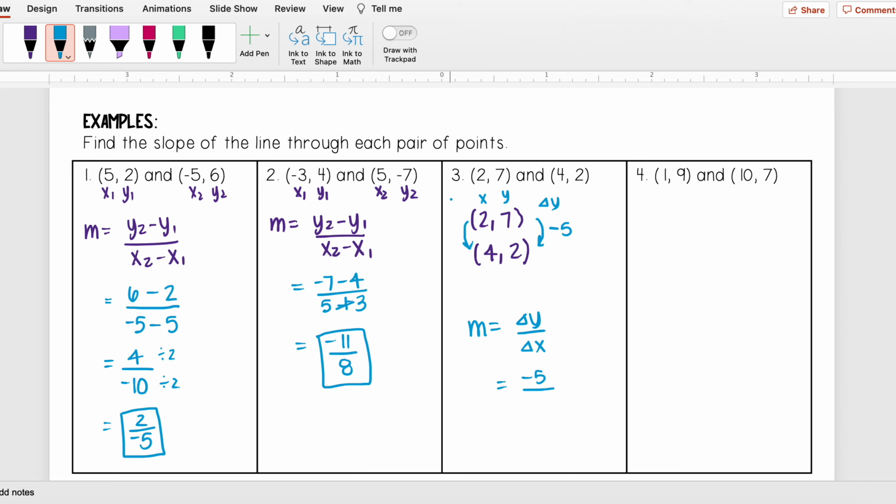And then for my change in x, I see to get from 2 to 4, I need to add 2, because 2 plus 2 gets me 4. So that means that my slope is going to be -5/2.